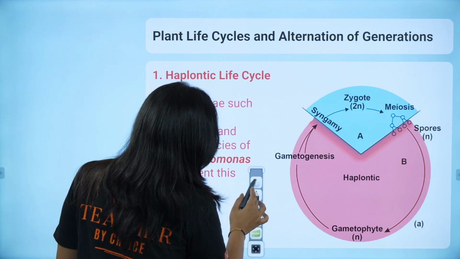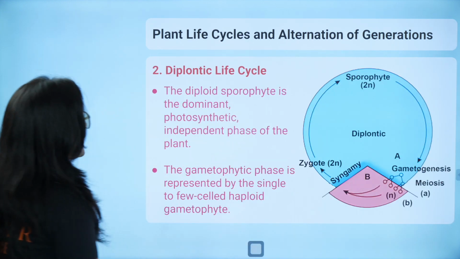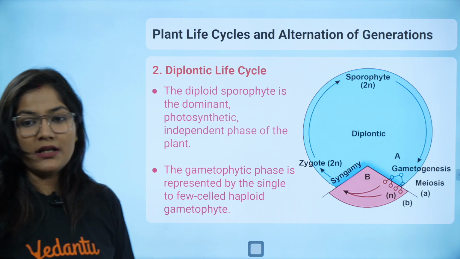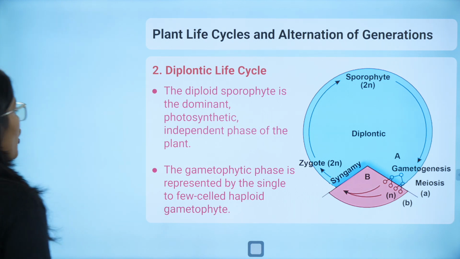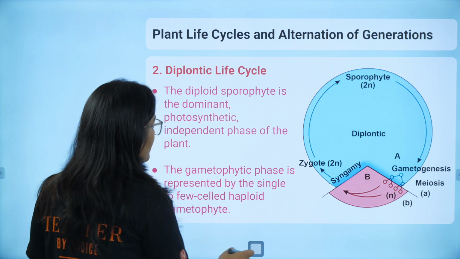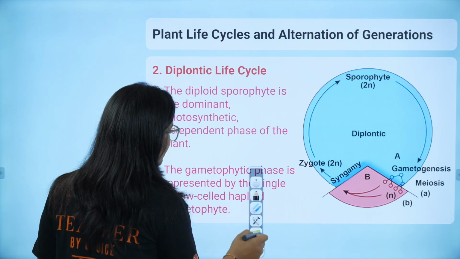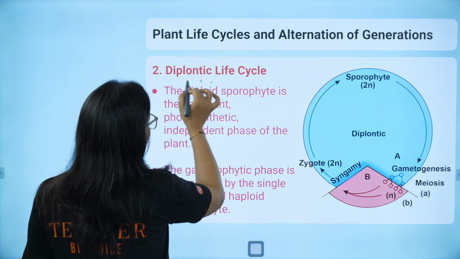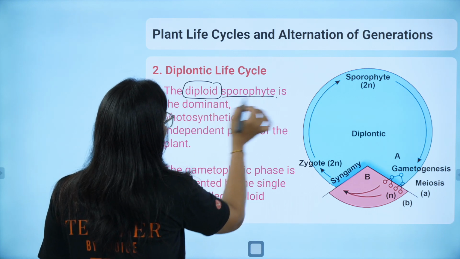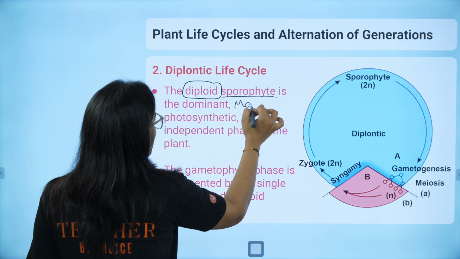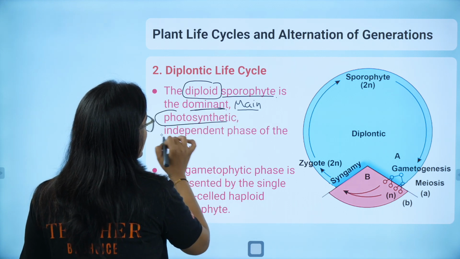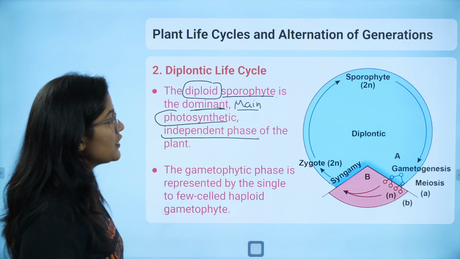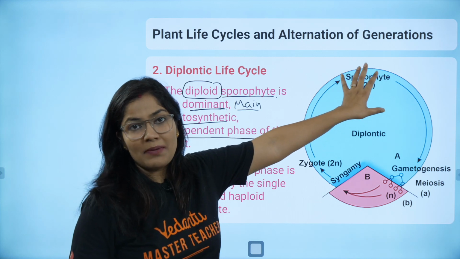Now moving to the next one, the next type of life cycle that we can see is a diplontic life cycle. So in a diplontic life cycle, what is going to happen? The diploid sporophyte is the dominant photosynthetic independent phase of the plant. So the main plant body is your diploid sporophyte. It is the main plant body or your dominant plant body, which is the photosynthetic independent phase of the plant. So you can see sporophyte is the main plant body.